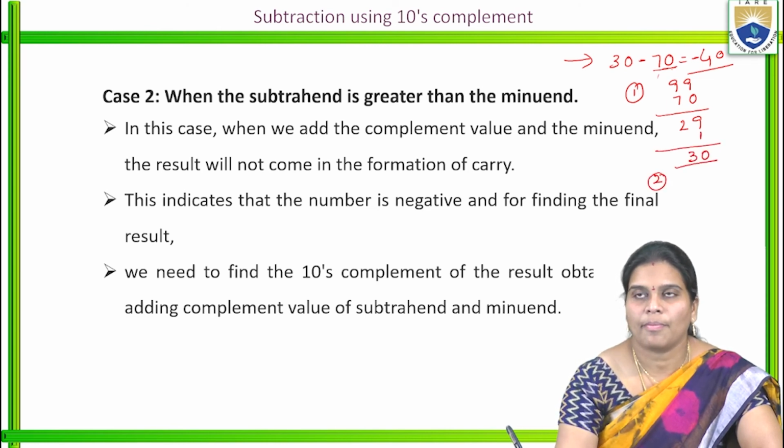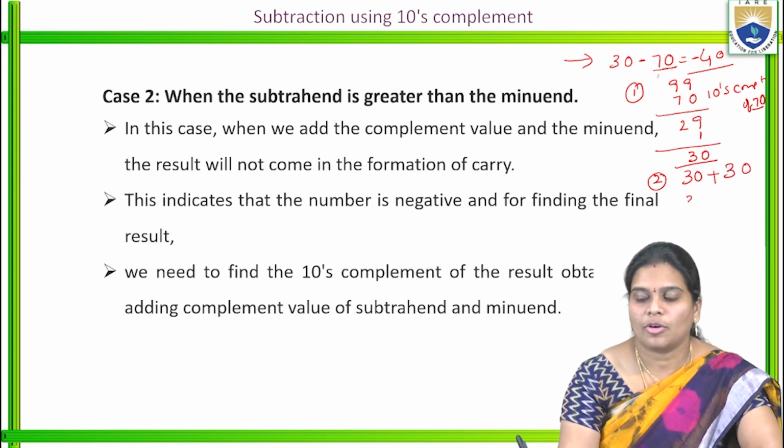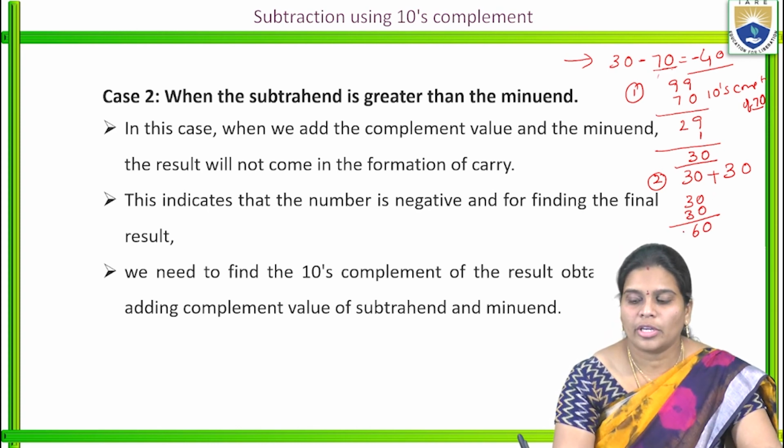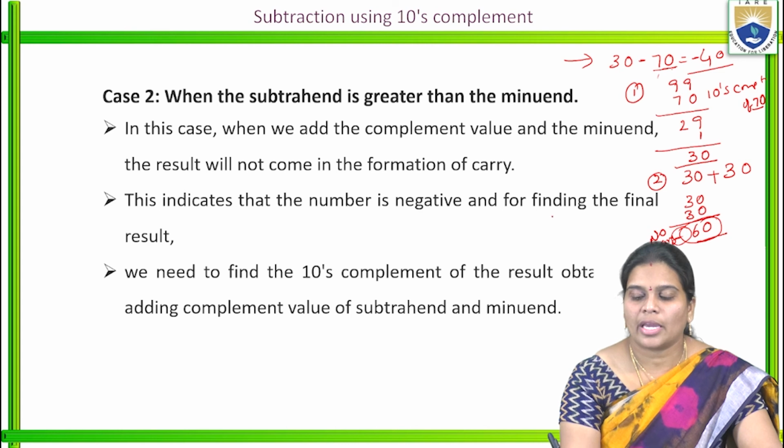In the second step, original value 30 plus the 10's complement of 70, which is 30. So now 30 plus 30, we get 60 only. Here we are not having any carry. If we are not having any carry, again we apply the 10's complement of this one. So again subtracting from 9: 9 minus 0 is 9, 9 minus 6 is 3, so 39.